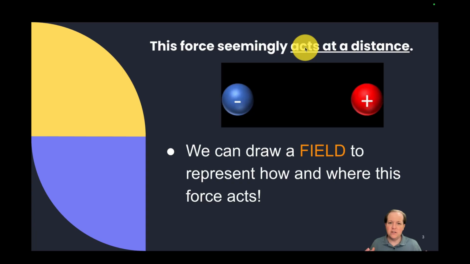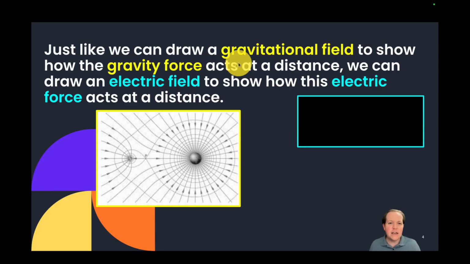Well, if forces are acting at a distance and we want to try to visualize how and where those forces are acting, just like we did for gravity, the other force, we can draw fields. We can represent these forces and how and where they're acting by drawing a force field. So that's what we're going to do. Just like we can draw a gravitational field to show how the gravitational force acts at a distance, we can draw an electric field to show how this electric force acts at a distance. We saw this for the force of gravity. We're going to do something similar for electric forces that come from electric charges either attracting or repelling.